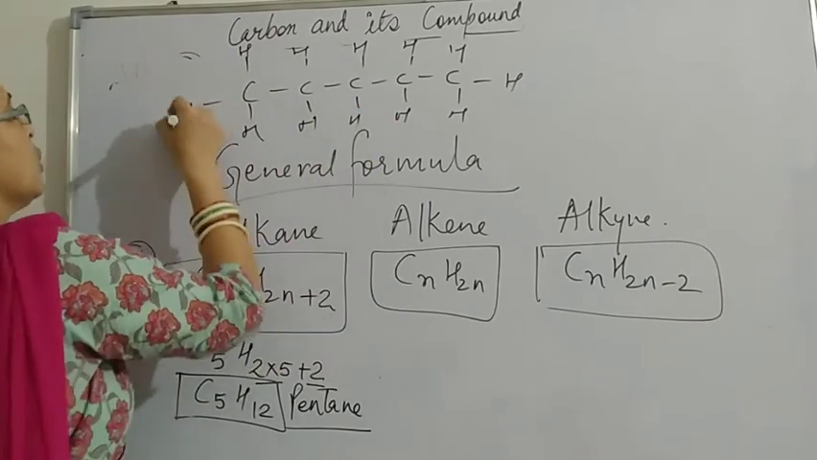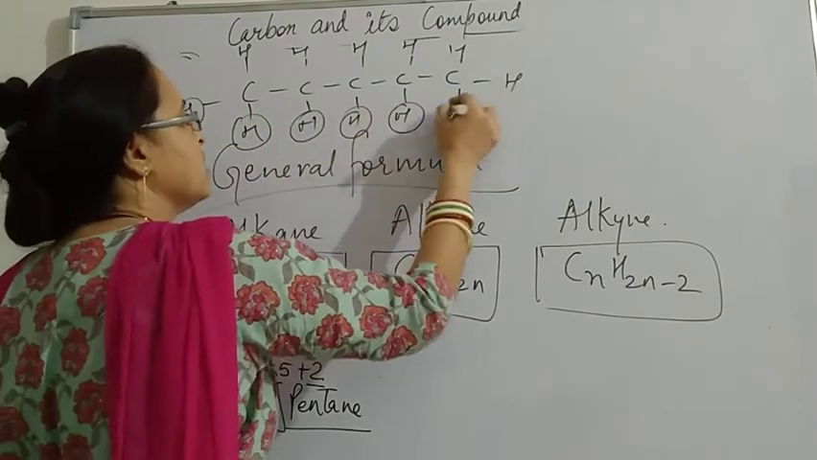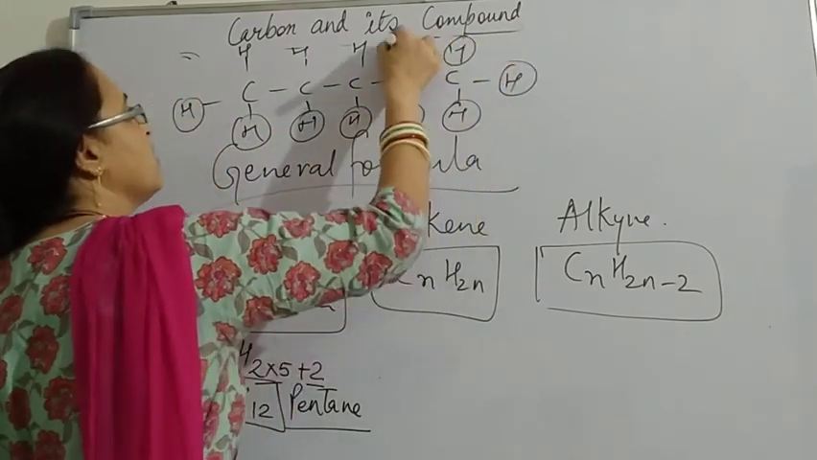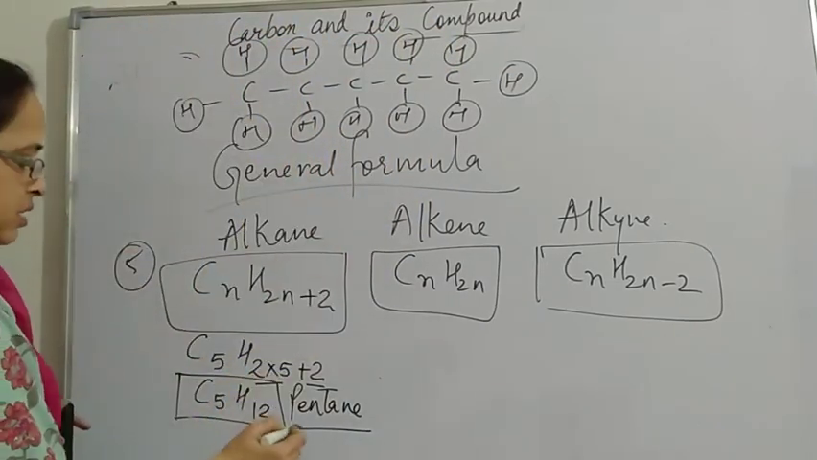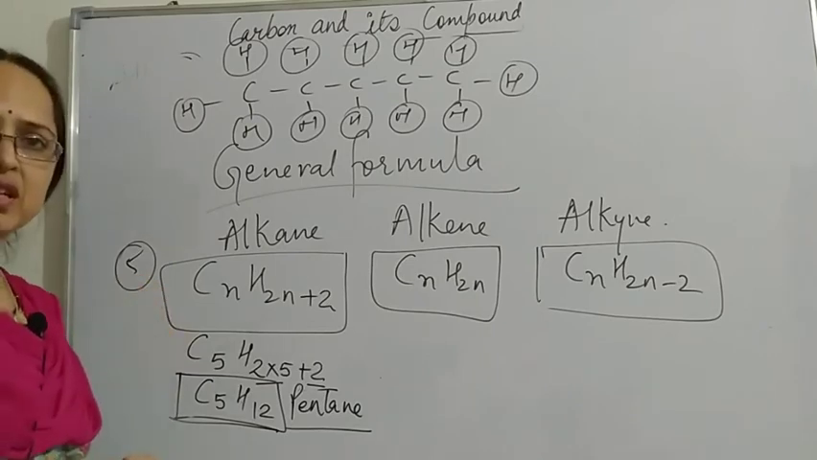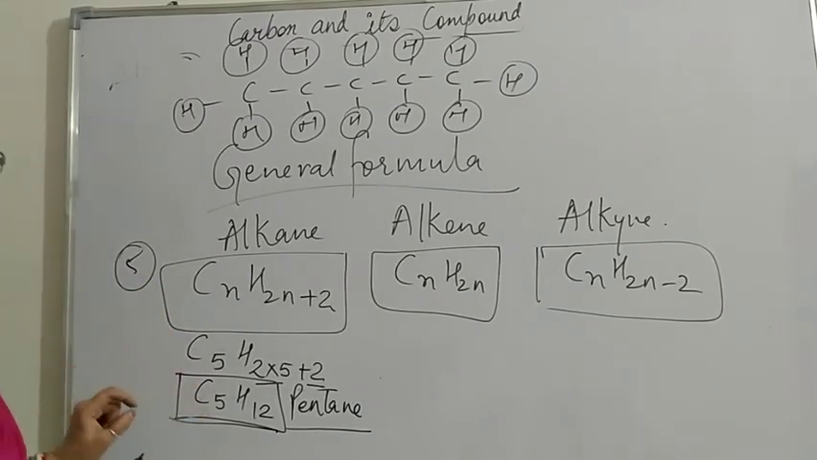See here, 1, 2, 3, 4, 5, 6, 7, 8, 9, 10, 11 and 12. Here are the 12 hydrogen. So by knowing the number of carbon, we can find out the number of hydrogen. So in this way, this formula helps.